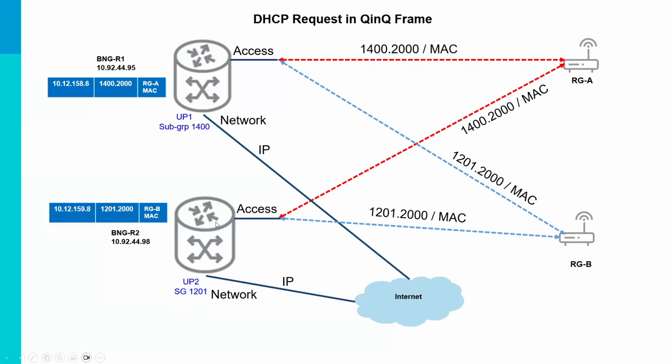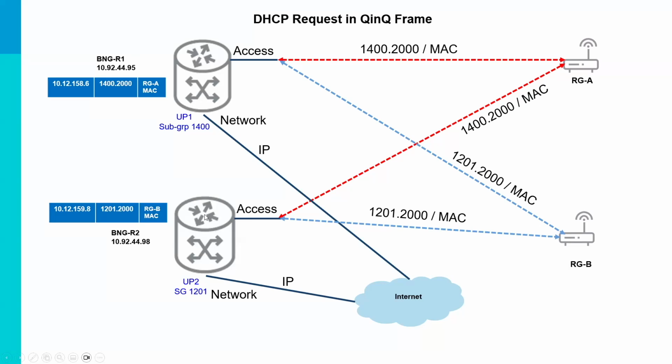Now, the MAC address that it gets when it ARPs for 10.12.159.1 is actually a VRRP MAC address. And so it receives that and sends it forward. Now, UP1 and UP2 are running VRRP between them. And so UP2 says for 10.12.159.1, I'm using this VRRP MAC address.